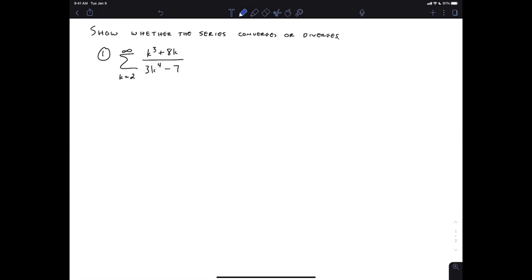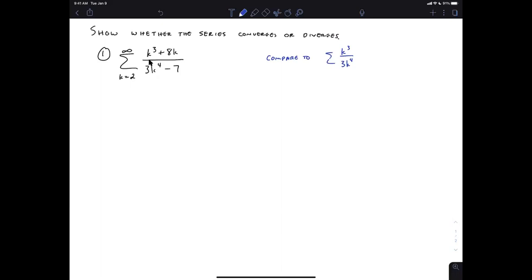It's not a basic series, not geometric or a p-series, but it is a series with all positive terms, at least for large k, because the biggest term on top is k to the third and the biggest term on bottom is 3k to the fourth. So we're going to get an easier series called the comparison series. We're going to compare this to the sum of k to the third over 3k to the fourth. On these standard problems, we take the biggest thing on top and the biggest thing on bottom, not necessarily the first thing, but the biggest thing.